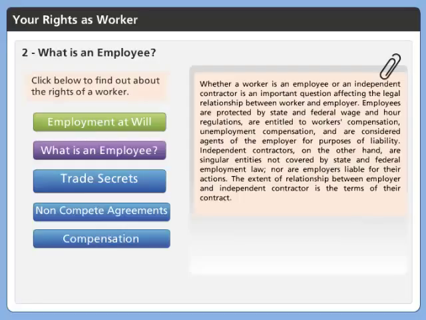Independent contractors, on the other hand, are singular entities, not covered by state and federal employment law, nor are employers liable for their actions. The extent of the relationship between employer and independent contractor is the terms of their contract.